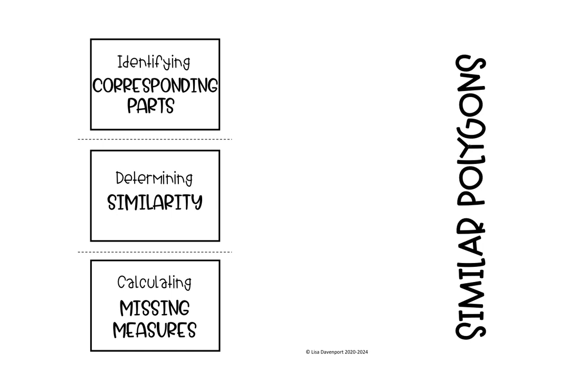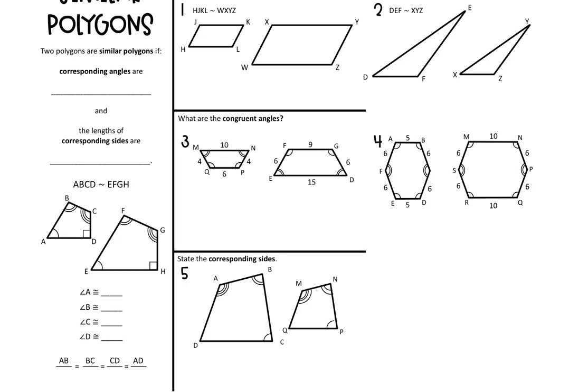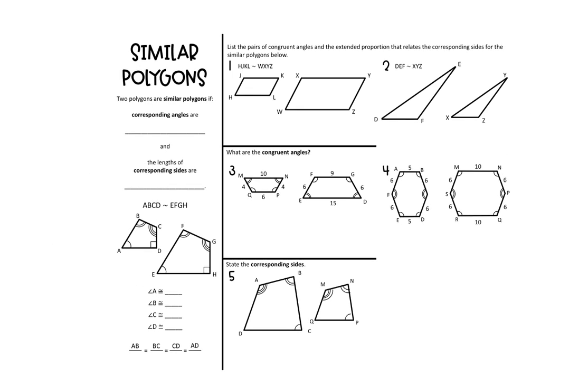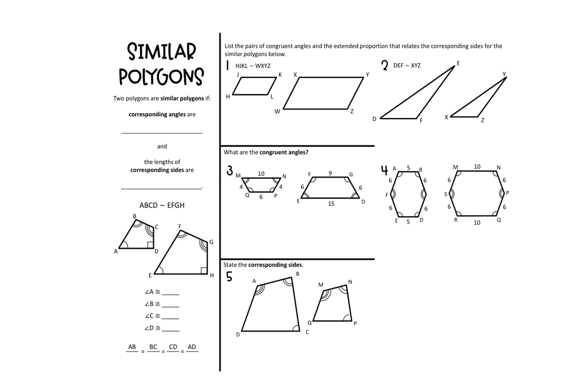Today we'll be doing 3.3 notes. This is similar polygons. We'll do 3 different parts today to our notes. You have a foldable, and inside you have something like this. I'm going to start by giving some definitions, and then I'll show you what I want and how and why we call figures similar.